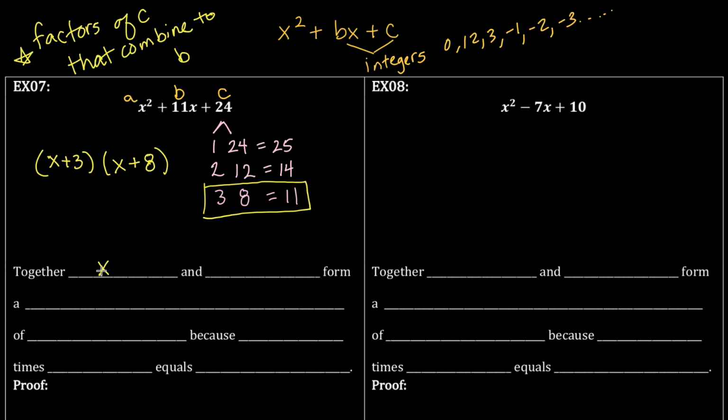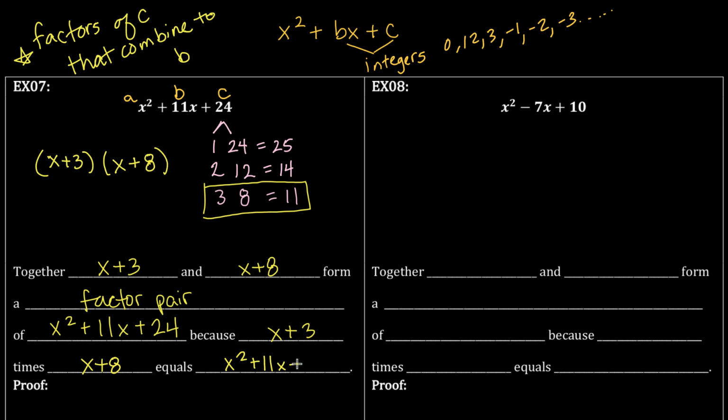So together, x plus 3 and x plus 8 form a factor pair of x squared plus 11x plus 24, because x plus 3 times x plus 8 equals x squared plus 11x plus 24. All right, not too bad.